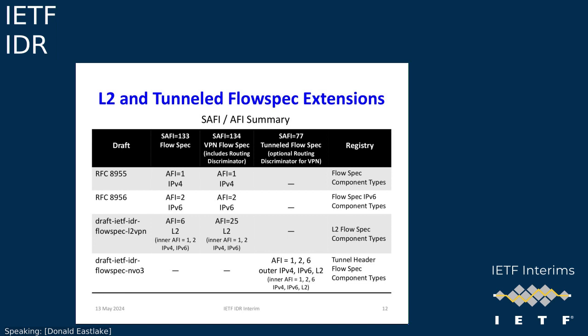So you have the IPv4 and the IPv6 component types in the RFCs. The L2 VPN adds the L2 flow spec component types, and the flow spec NVO3 draft adds the tunnel header component types.